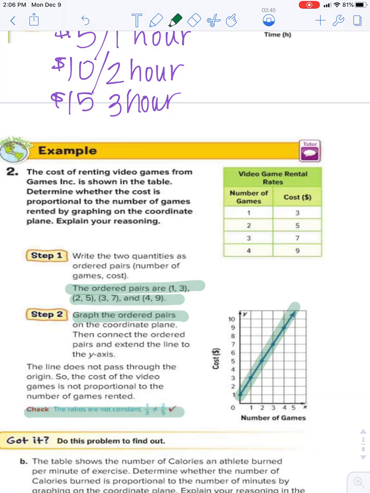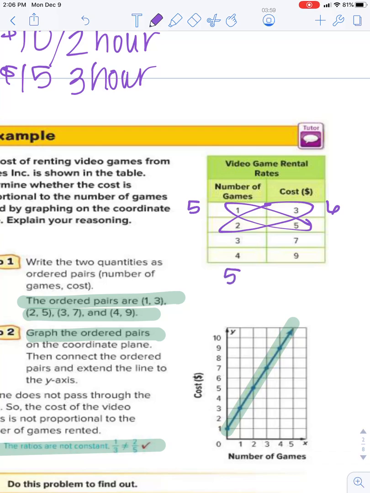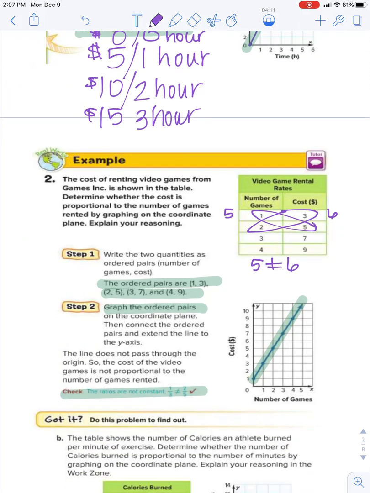So the check is that the ratios are not constant, because we can look back in this chart and see those ratios. We can see that 3 times 2 is equal to 6, and 1 times 5 is equal to 5. Since 5 does not equal 6, they are not proportional. It's not going to go through the origin. Does it look like it's proportional? Yes, because we have that linear line, but it has to go through point 0, 0.